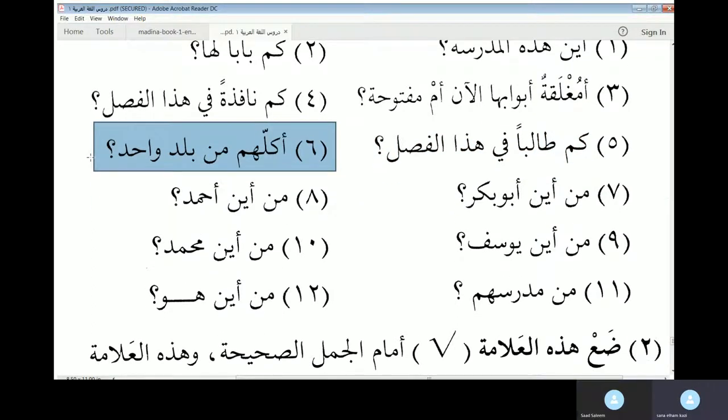Kulluhum min baladin wahidin. Kulluhum means all of them. Are all of them from one country, the same country? Yes or no. No. La, hum min biladin mukhtalifatin. La kulluhum min biladin mukhtalifatin.